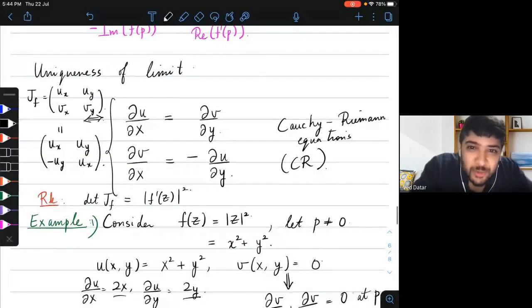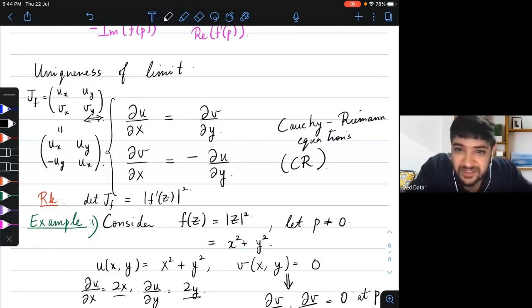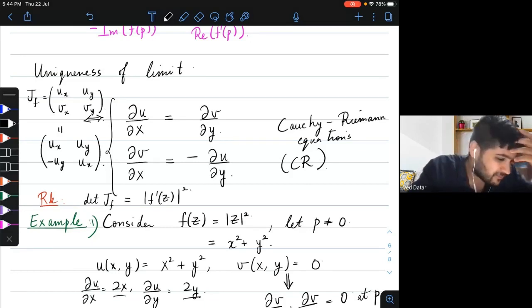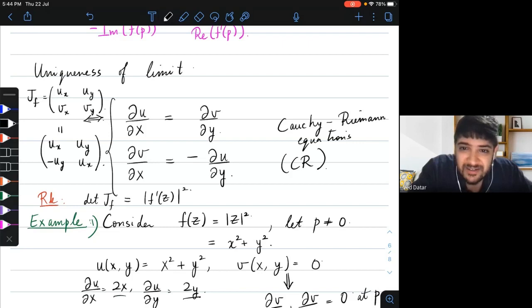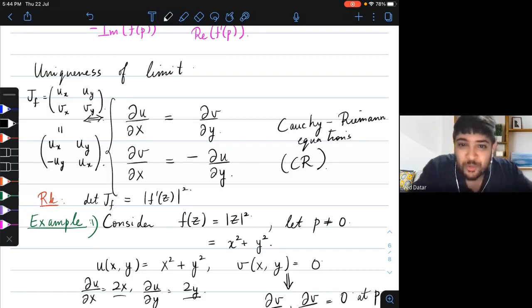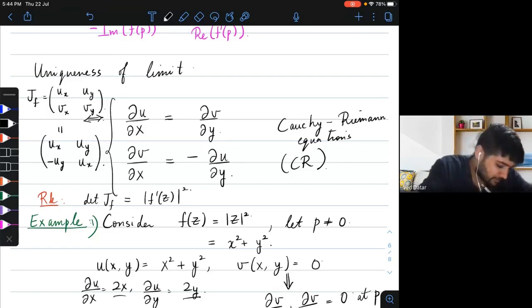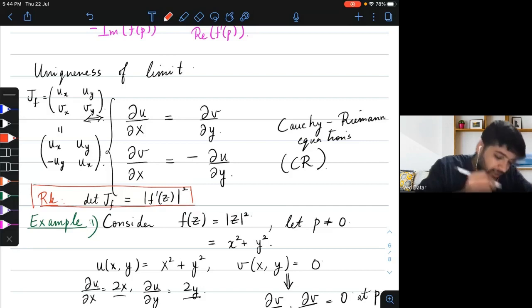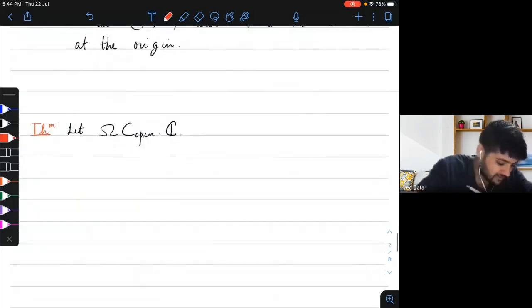And in fact, there is a tutorial problem on this too. For instance, you have the inverse function theorem which you learn in calculus. Using this observation that the determinant is mod f prime squared, you can prove a holomorphic version of the inverse function theorem. So this is an important observation. Any other questions?